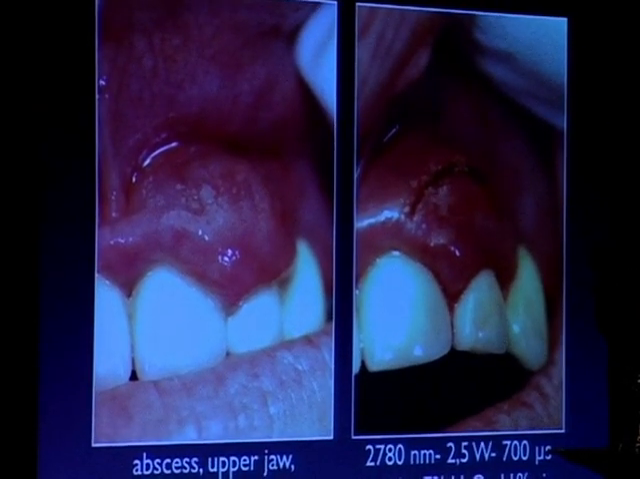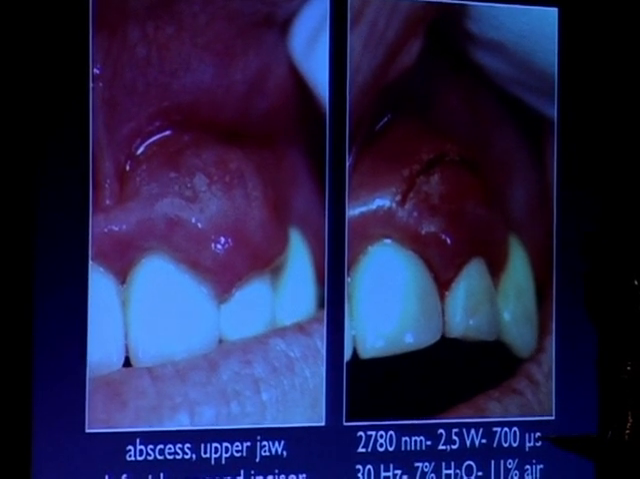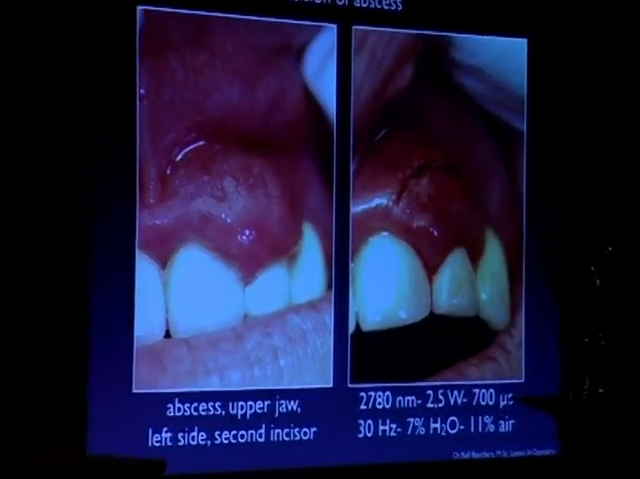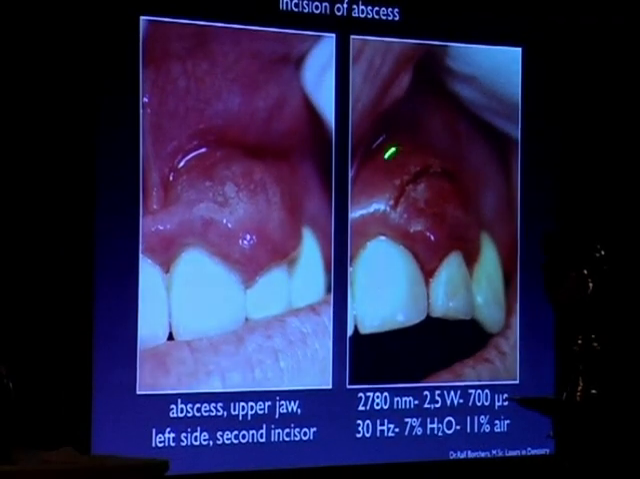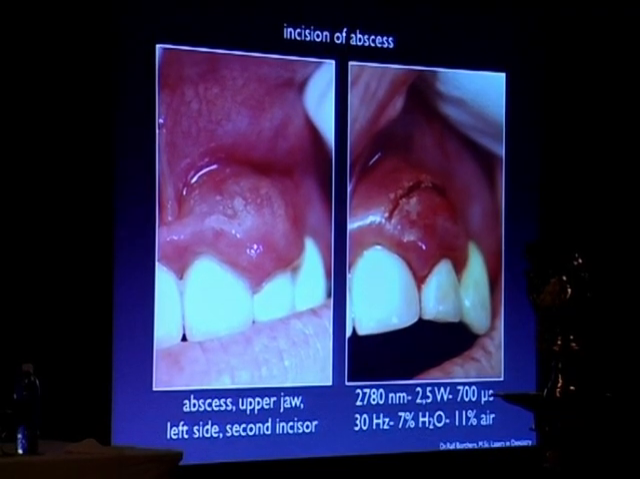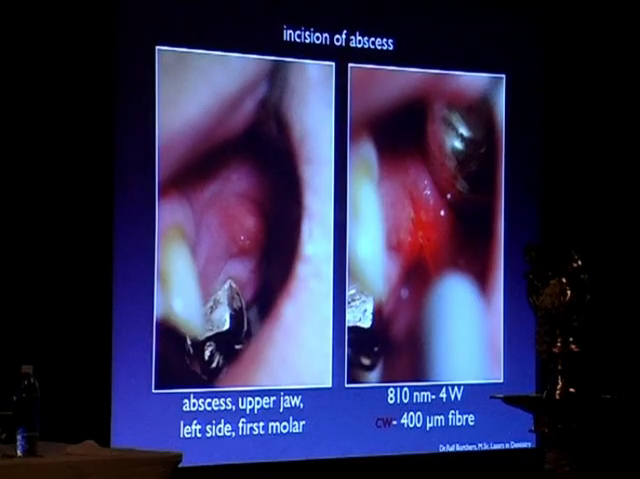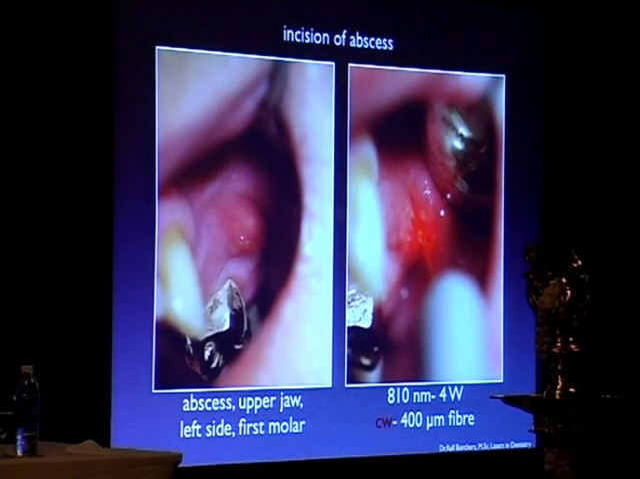Incision of abscesses, I said it before, you can do it with both lasers, but I would recommend a diode laser because if you do it with an erbium laser, you still have a little bleeding and it will heal much quicker. So if you do nothing, it will be closed within 2 days. If you use a diode laser in continuous wave mode, this is an 810 with 4 watts.